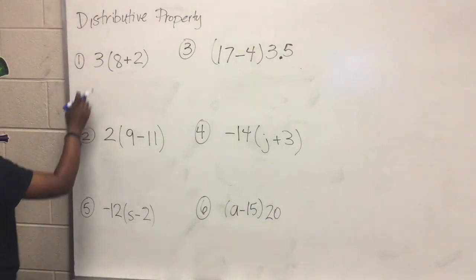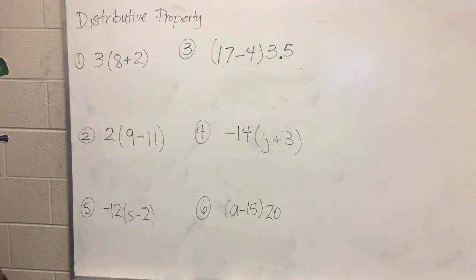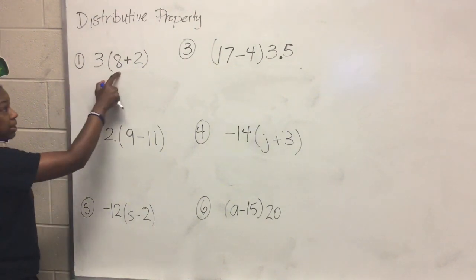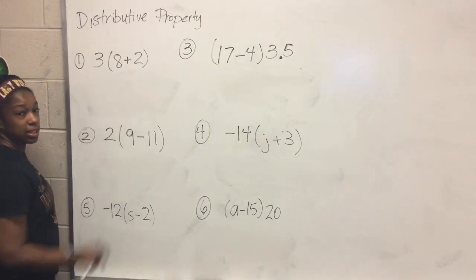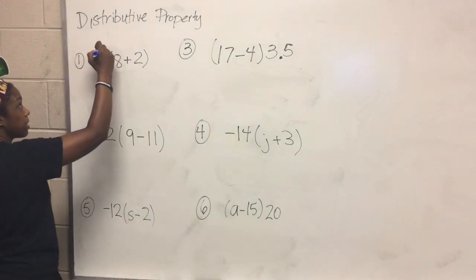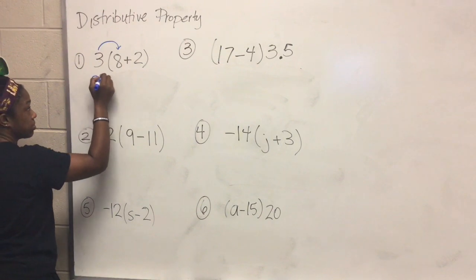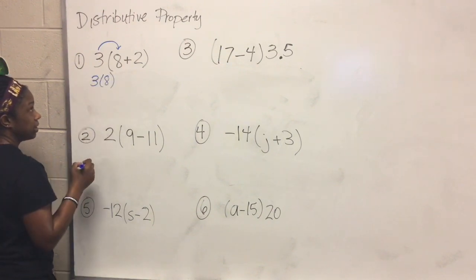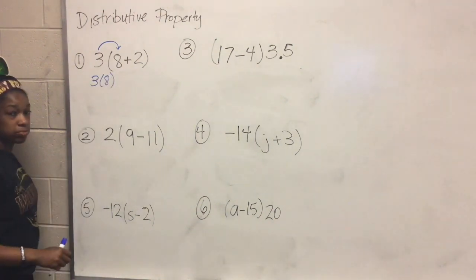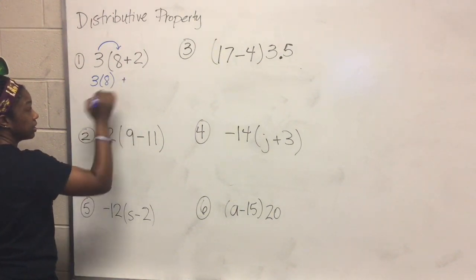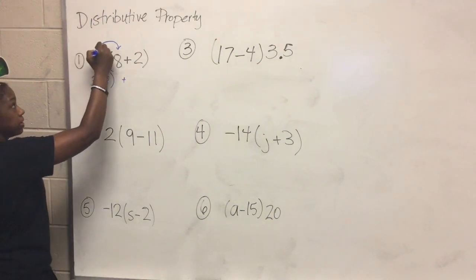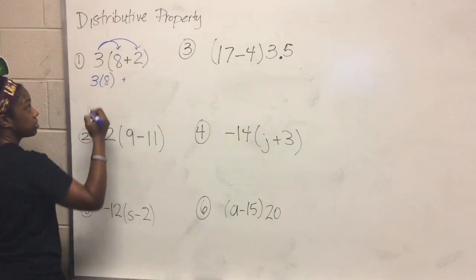So if I have 3 times 8 plus 2, first thing I want to do is multiply 3 times 8, and then I will multiply 3 times 2. So I will draw my arrow from the 3 to the 8, and I will write 3 times 8. Because this is a plus sign, I need to bring it down. Then I will draw my arrow from the 3 to the 2. So this is saying 3 times 2.